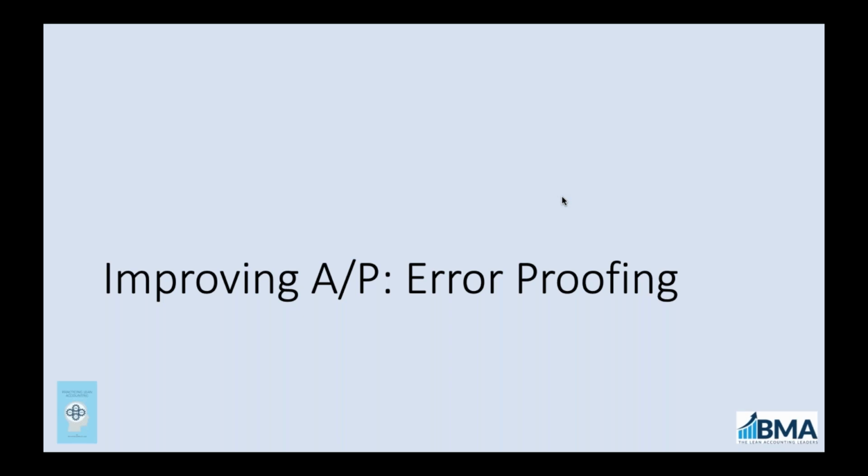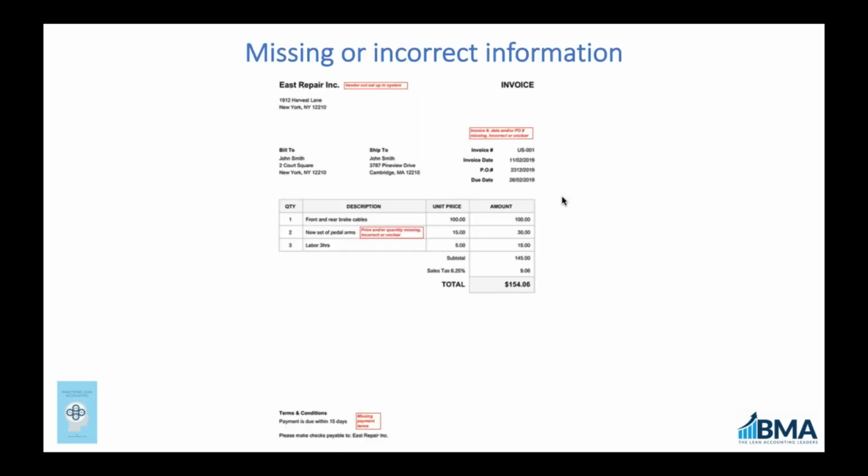is like the number one issue in most accounts payable departments. So, if you think about a defect as missing or incorrect information, and if you look at a typical invoice, which I have on the screen here, there's a great deal of information, and if any of it is incorrect, it has the potential to stop the processing of the invoice.